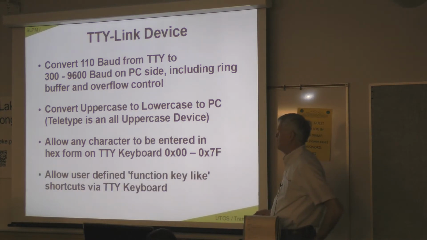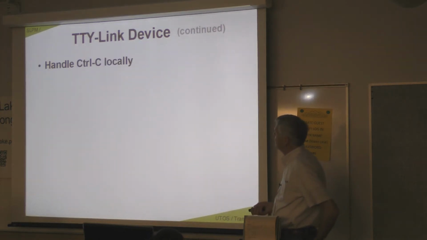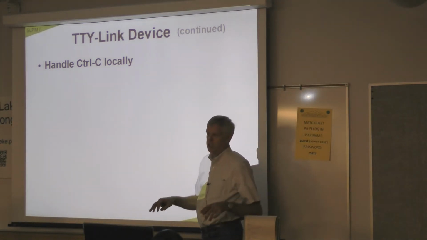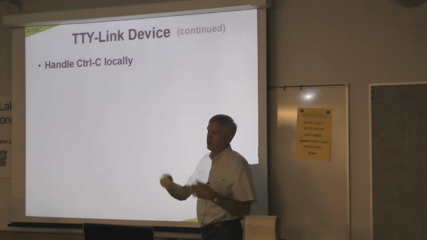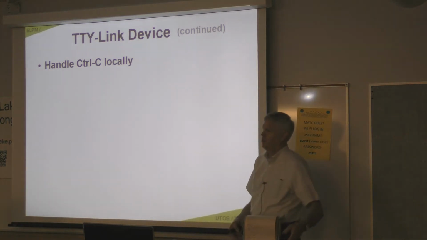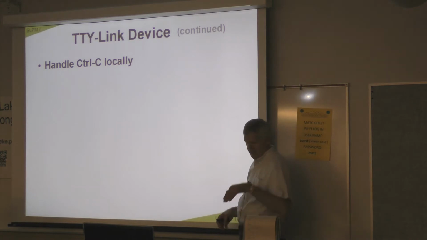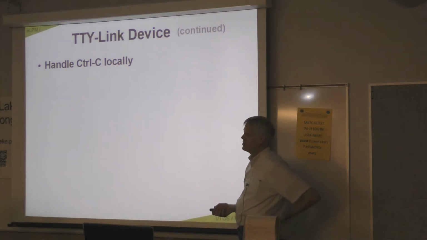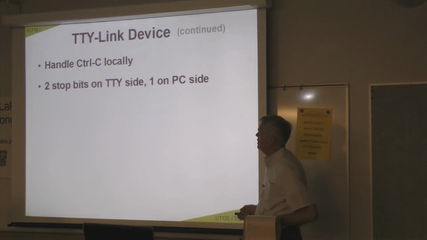I wanted the user to be able to define a function key, similar to the here is key. I wanted Control C to be handled locally. When you're on a Linux machine, you hit Control C, you might be in a long command that had already sent hundreds of characters, and they're slowly printing. You don't want to wait for that to stop. So you want to kill this printing immediately while you send the signal to the host computer. So you want to handle Control C locally.